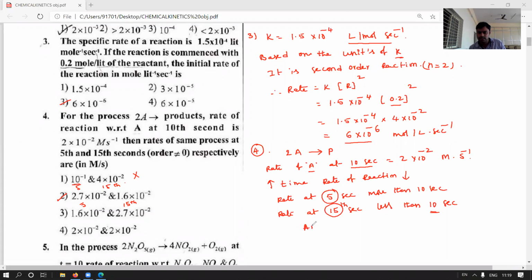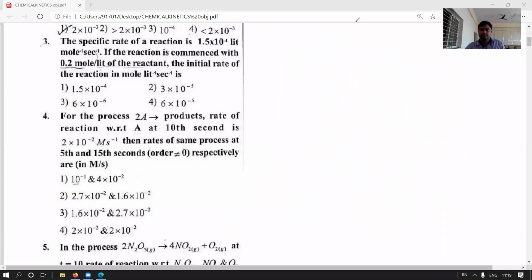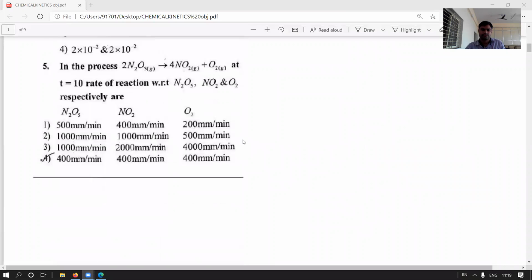So the answer is the second option. According to the options only we have to solve this question. For solving this question, the concept is that the rate of reaction decreases with increasing time. Okay, let's see the fifth question. See how to solve this fifth question.